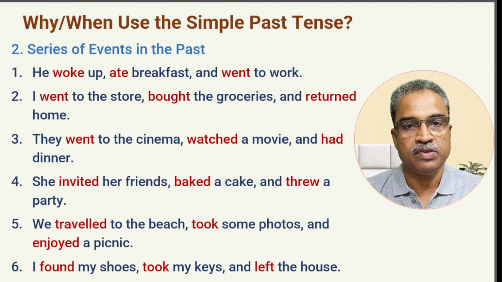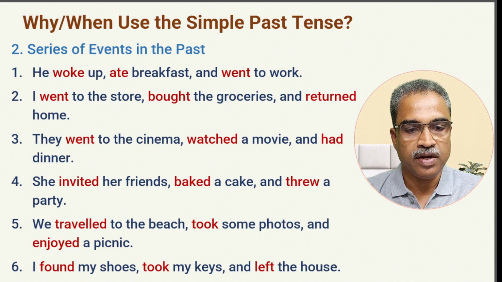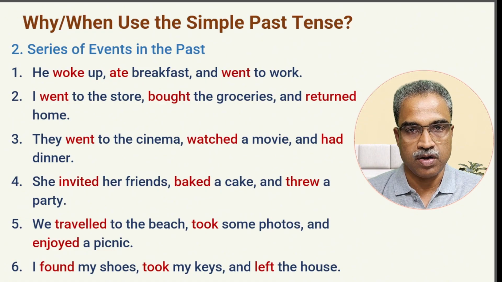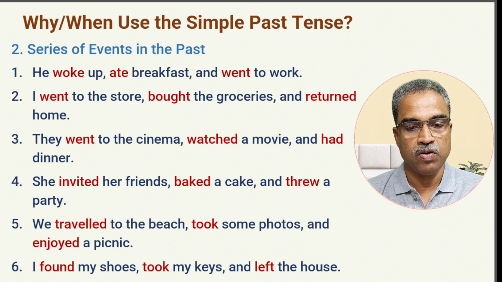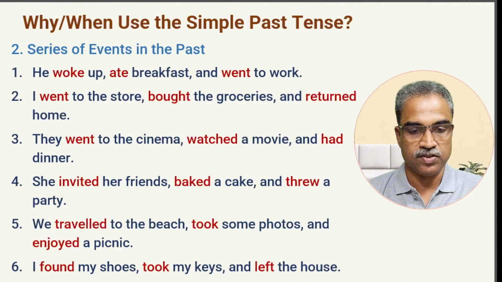Next, a series of events in the past. When we speak about a series of events that took place in the past, we normally use simple past tense. For example, here, he woke up, ate breakfast, and went to work. So this is a series. First waking up, then eating breakfast, and then going to work. Next, I went to the store, bought the groceries, and returned home. So series of actions, one by one, in sequence. So all these actions we used in the simple past tense.